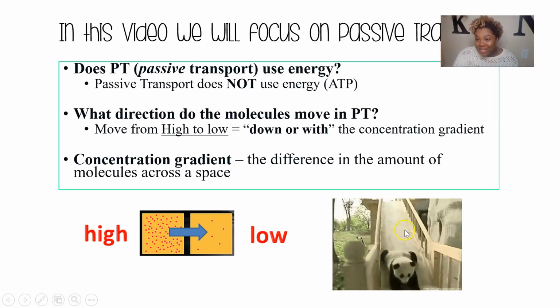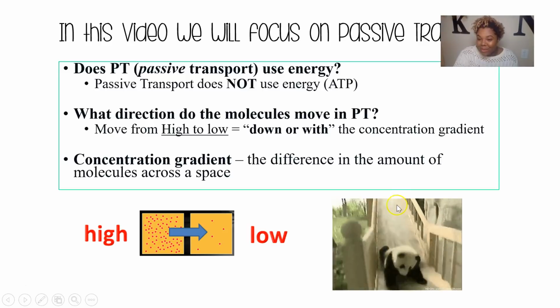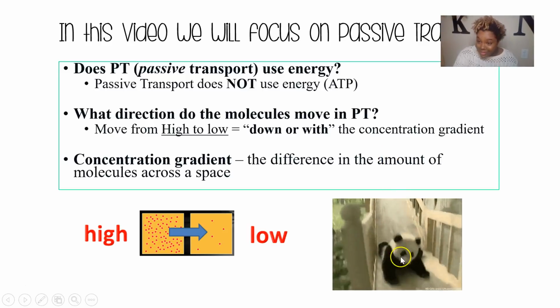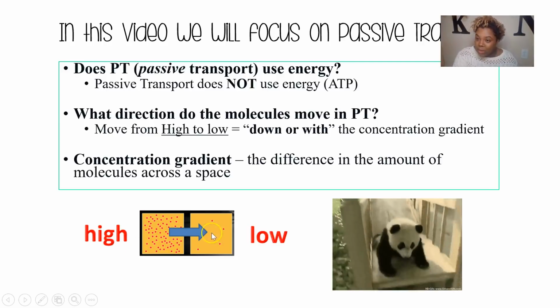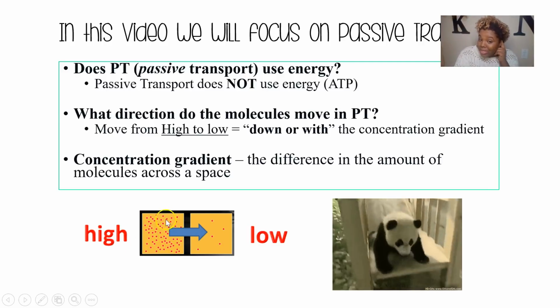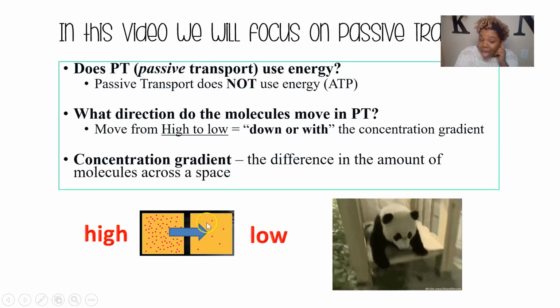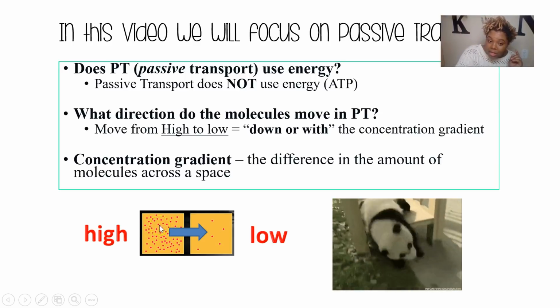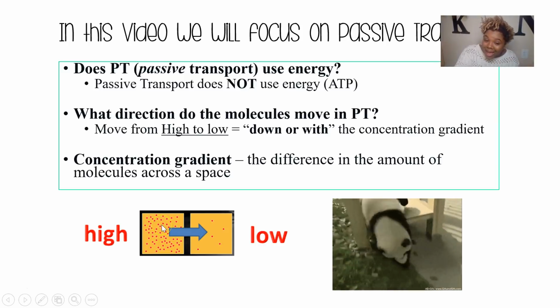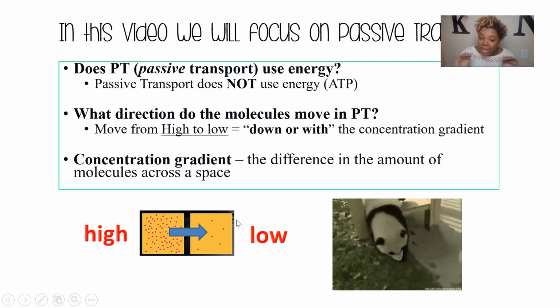I love this video of this panda sliding down. So he goes from high to low, or down the concentration gradient. What does that even mean? Let's look right here at this diagram. Let's say this is oxygen, and your cell really needs the oxygen because it has a low amount. The oxygen is going to move from the side that has a lot to the side that has little to make it balanced, or reach equilibrium.